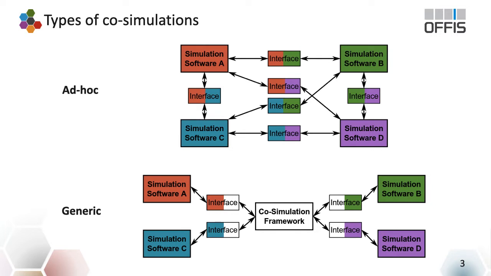So there is a different approach, shown here at the bottom, the generic way to integrate those models, where you have a co-simulation framework in the middle. So when you want to integrate new tools, new models, in the simulation, you always have to write a single interface once for each of these tools. So you always write the interface between the tool and the co-simulation framework. And of course, in this way, the effort that you need to spend in order to write your models scales with the number of tools that you want to integrate.